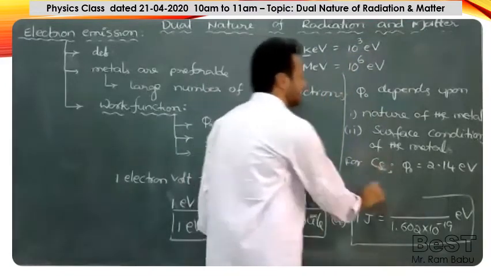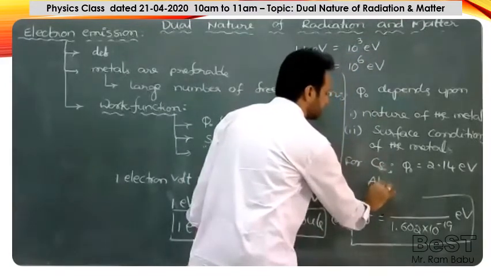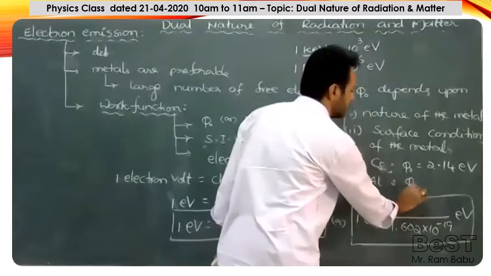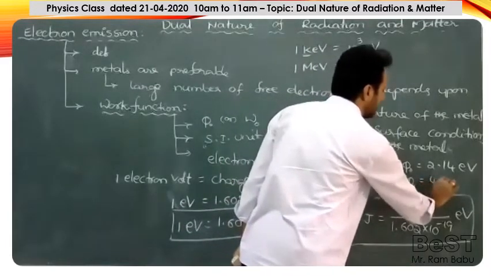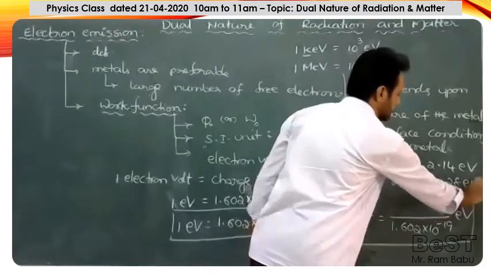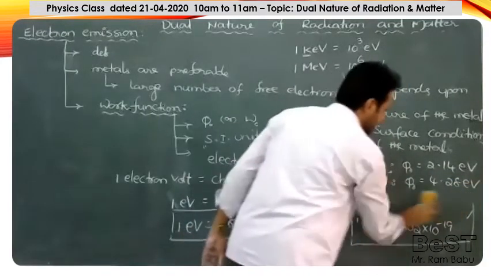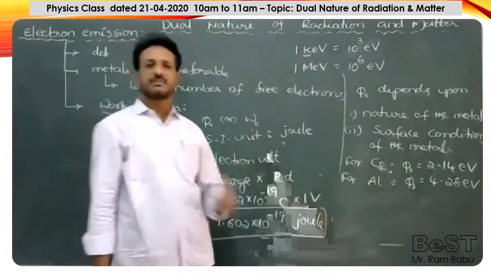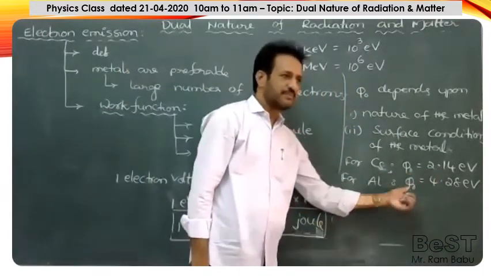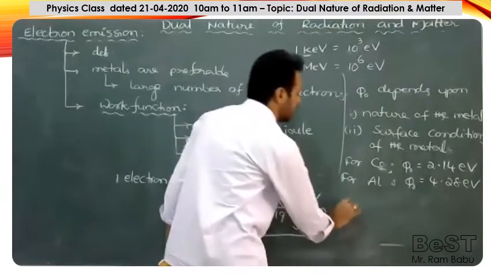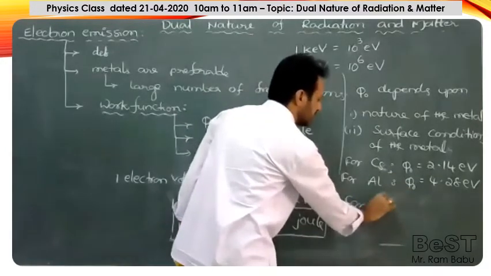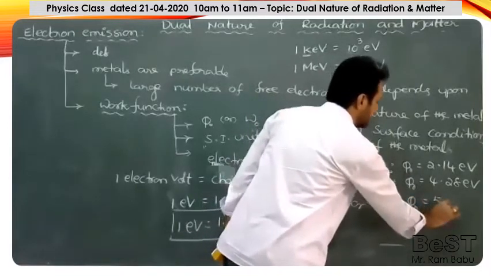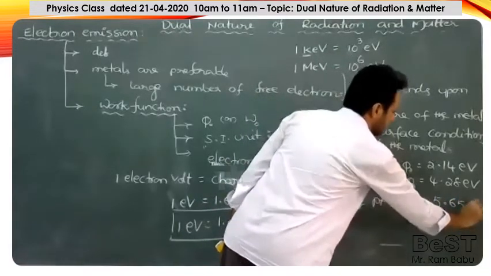And if we take for example aluminium, for aluminium the value of the work function phi naught is equal to 4.28 electron volt. So comparing to cesium, it has a more work function. Means more energy has to be supplied to remove the electron from the aluminium. And then take one more, platinum. For platinum, the value of the work function is 5.65 electron volt.